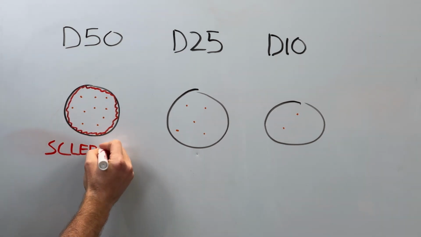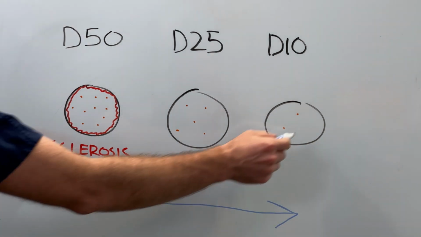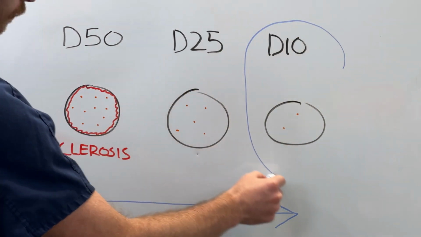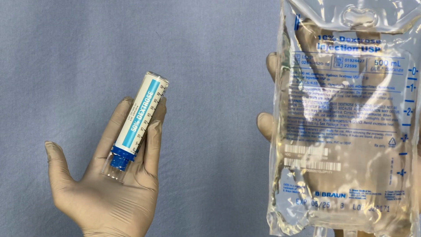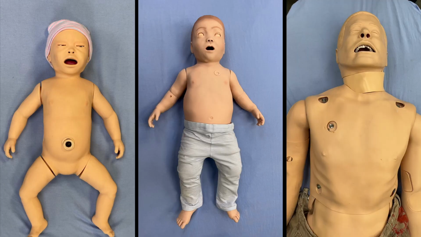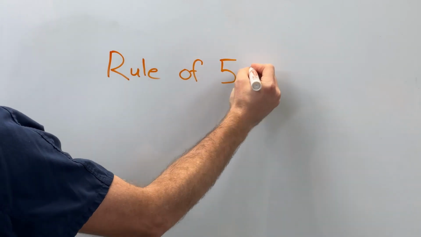This is called sclerosis. No one wants to injure a child's blood vessels, so we need to give more dilute dextrose to a child or infant. This can cause anxiety because now we need to know which solution to use as well as the correct dosing. But never fear, we're going to simplify this by using a small, medium, large approach and the rule of 50.